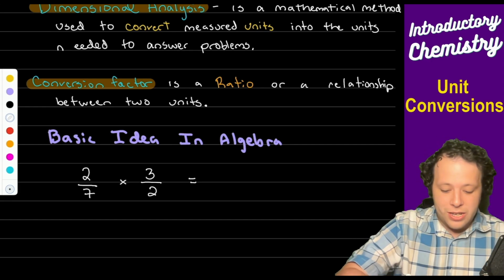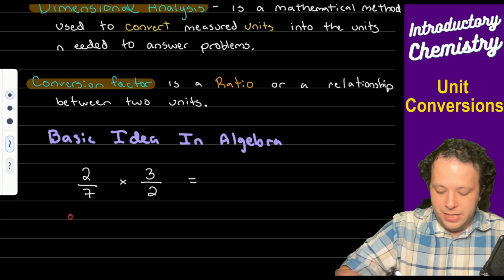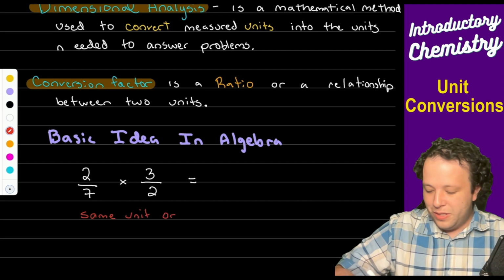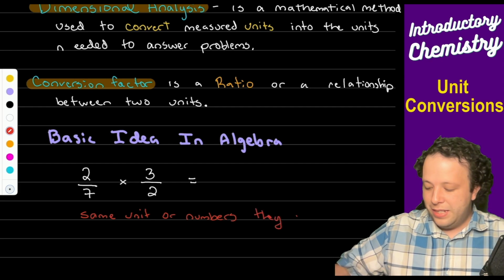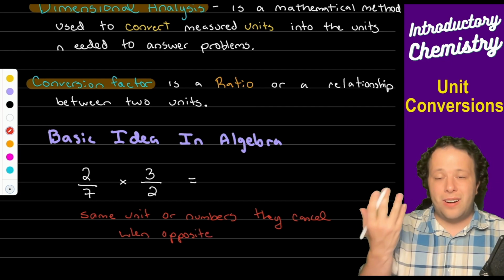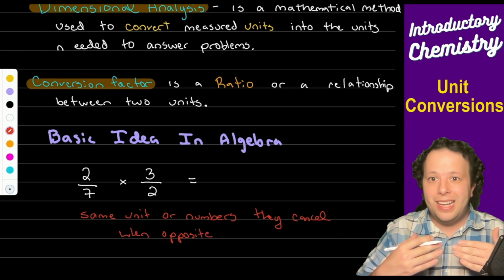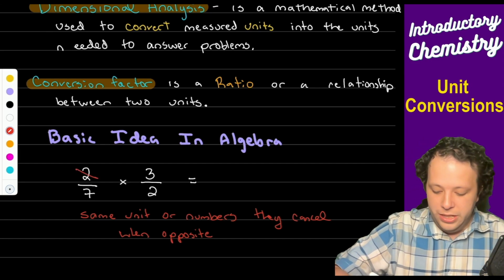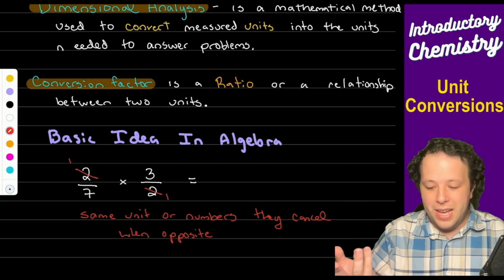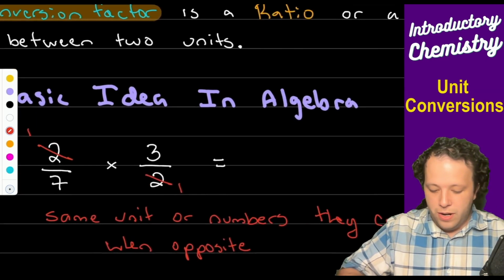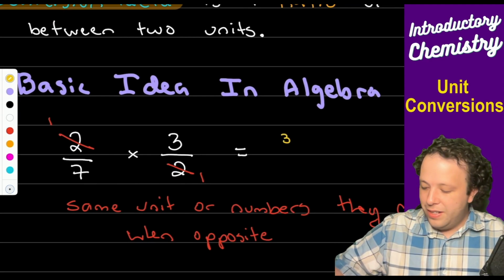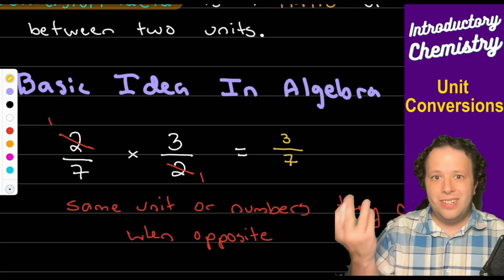When it came to fractions, when you have the same units or numbers, they cancel when they are opposite of each other. In this particular example, you can see that the 2's are opposite and they are the same, so they can cancel and simplify. Each 2 will cancel and simplify down to 1. If I multiply across, we have 1 times 3, and on the bottom we have 7 times 1. So we get our simplified answer.